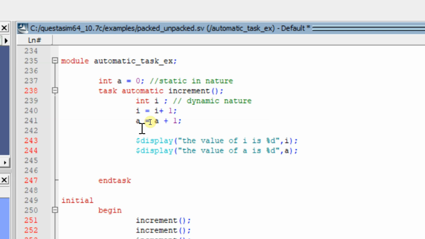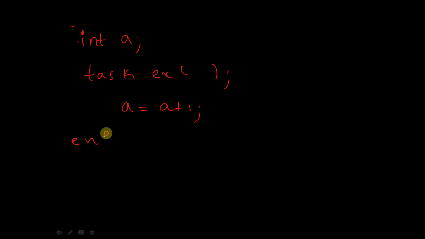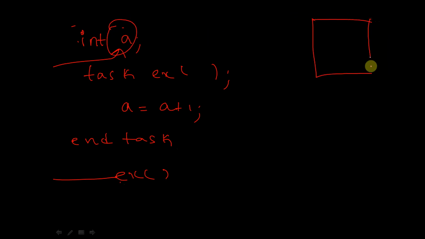That variable will be shared across all the task calls, all the invocations. I will show you with a diagrammatical explanation. So if we declare any variable outside the automatic task, let's say in our case int a, and we have written a task example where we increment a, a is equal to a plus 1, and we call this task for the first time, that is the first invocation, then what happens? It will refer to the same variable which was created.